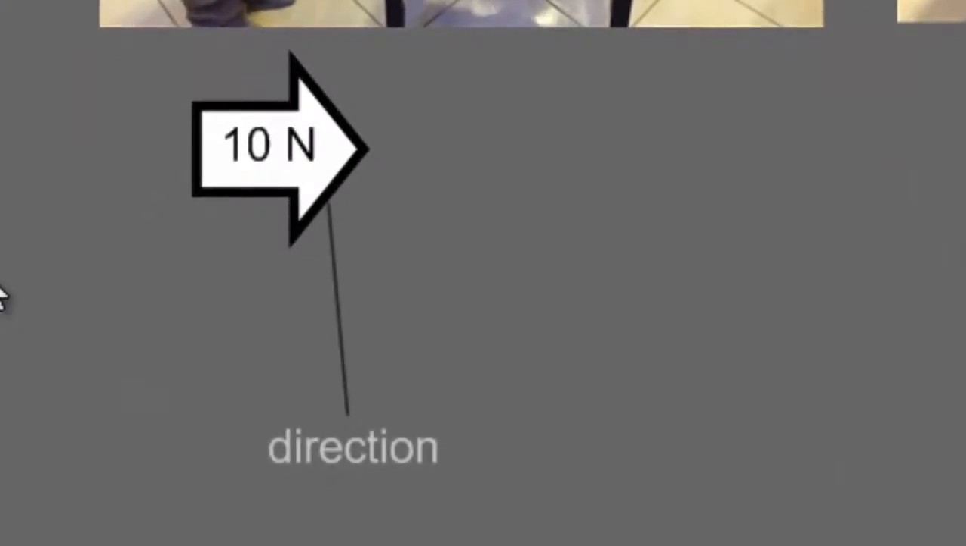The arrow will tell us what direction that force is being applied. So in this case, we see that both boys are pushing towards the right-hand side. The 10 newtons tells us the magnitude of the force, or how large that force is. Newtons is going to be the units that you use for force. And you've heard this unit before when we've talked about weight.